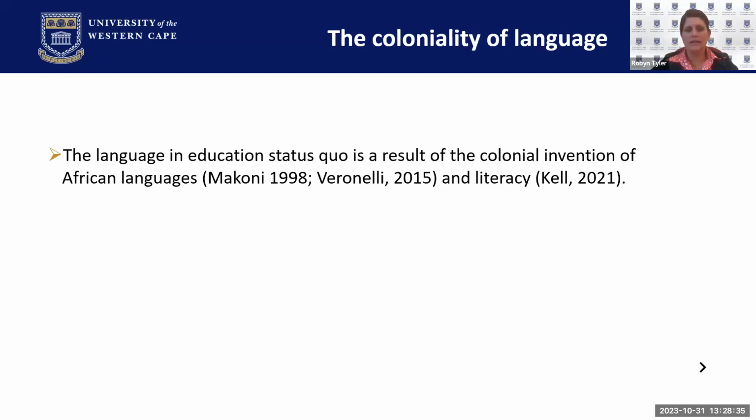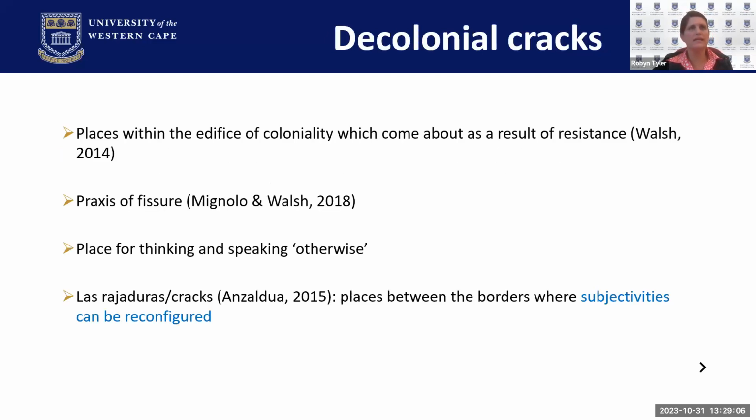And a colleague, Catherine Kell, has recently extended this notion to literacy, and that in fact literacy itself has become a colonial invention, and the understanding of literacy really centers around English literacy. So when we talk about people being literate, particularly in South Africa, we're imagining English literacy. This is how I'm theoretically basing my research and describing the problem in terms of coloniality.